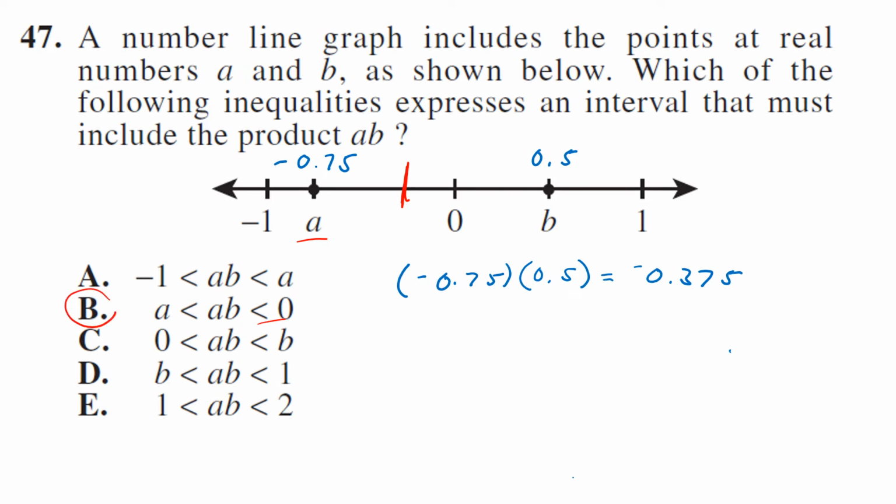So it has to be B, I think. A times B is greater than negative 1. That's true, but not less than A. So we know that A is out. A times B is greater than 0. Nope, that's not true. A times B is greater than B. Definitely not true. 1 is less than AB, which is, well, that's 1 is less than A. No, 1 is not less than AB. Negative 1 is, so that one's out. So it has to be B.